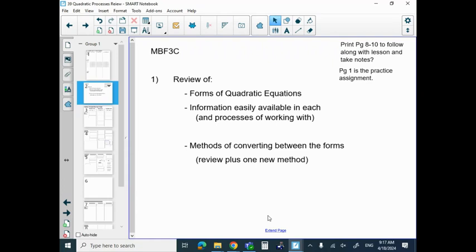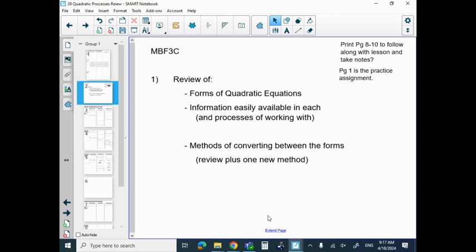Hello everyone. In this lesson we are going to review all of the different forms of quadratic equations, look at the kind of information, review what we know about the kind of information that's easily available in each of them, how to work with each of them, and methods of converting between them. So, a big old review lesson and a little bit of new, but mostly review.